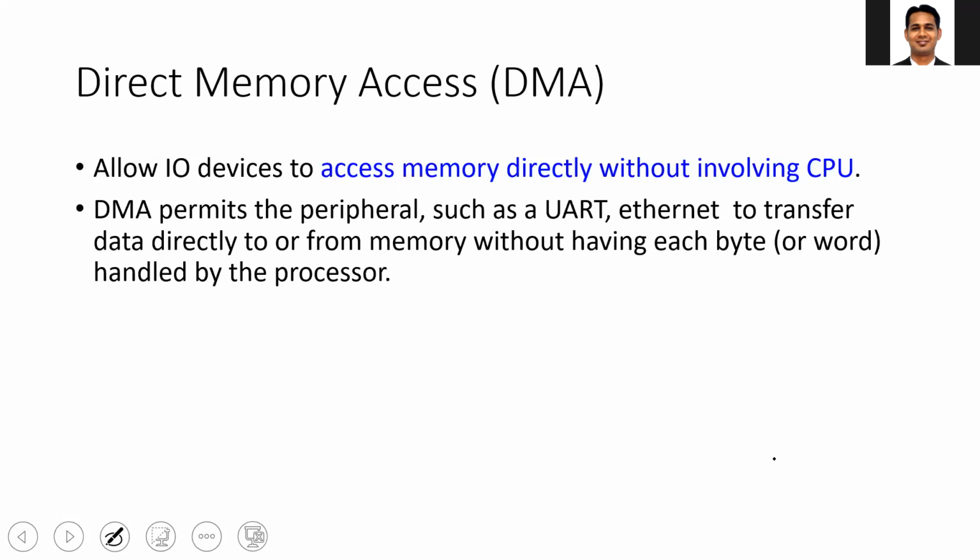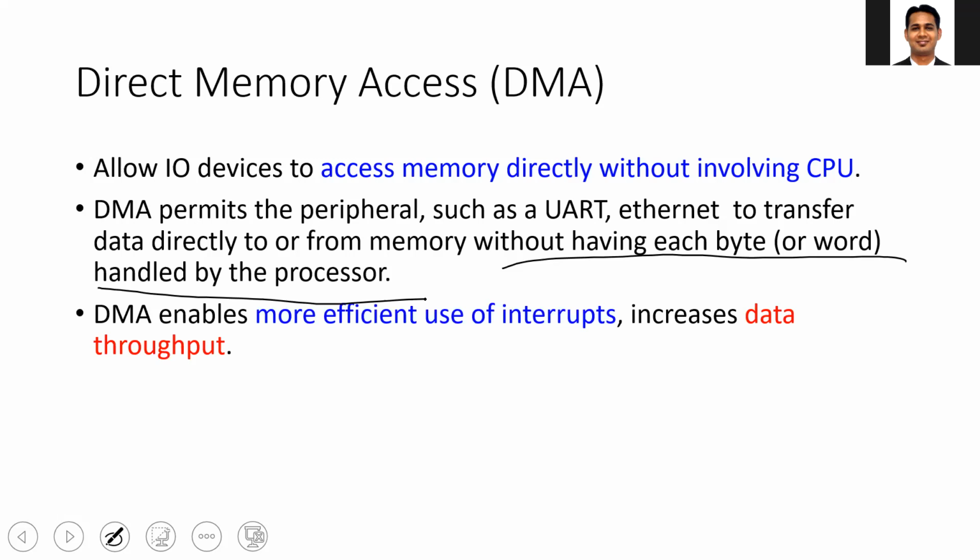So a DMA allows input-output devices to access the memory directly without involving the CPU. Your input-output devices like Ethernet and USB can directly send the data to your PL in the Zynq SoC without needing to go through your CPU. DMA permits peripherals such as UART and Ethernet to transfer data directly to or from memory like on-chip memory, your DDR memory or cache memory, or the block RAM inside the FPGA without having each byte handled by the processor. So the processor doesn't have to copy each byte into its register and then transfer it to the memory. This can be done independent of the processor.